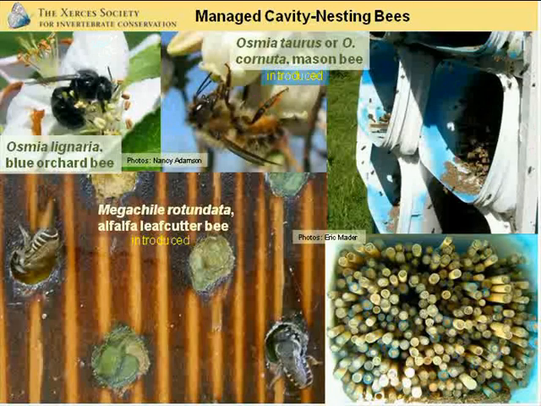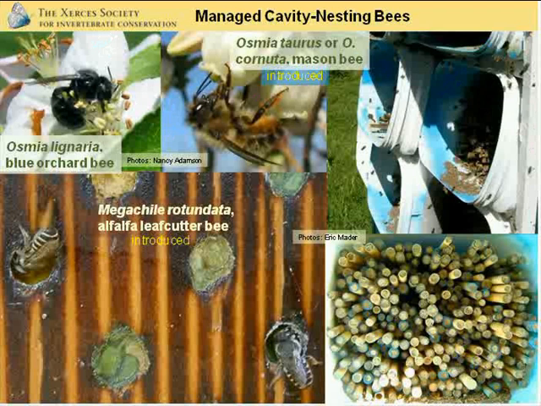So some of the species that are more commonly managed are Osmia lignaria, and that's a native bee in the eastern U.S. It's a big blue Osmia, and it's very important in spring in orchards. And then a couple introduced species for orchard pollination are Osmia taurus and Osmia cornuta.